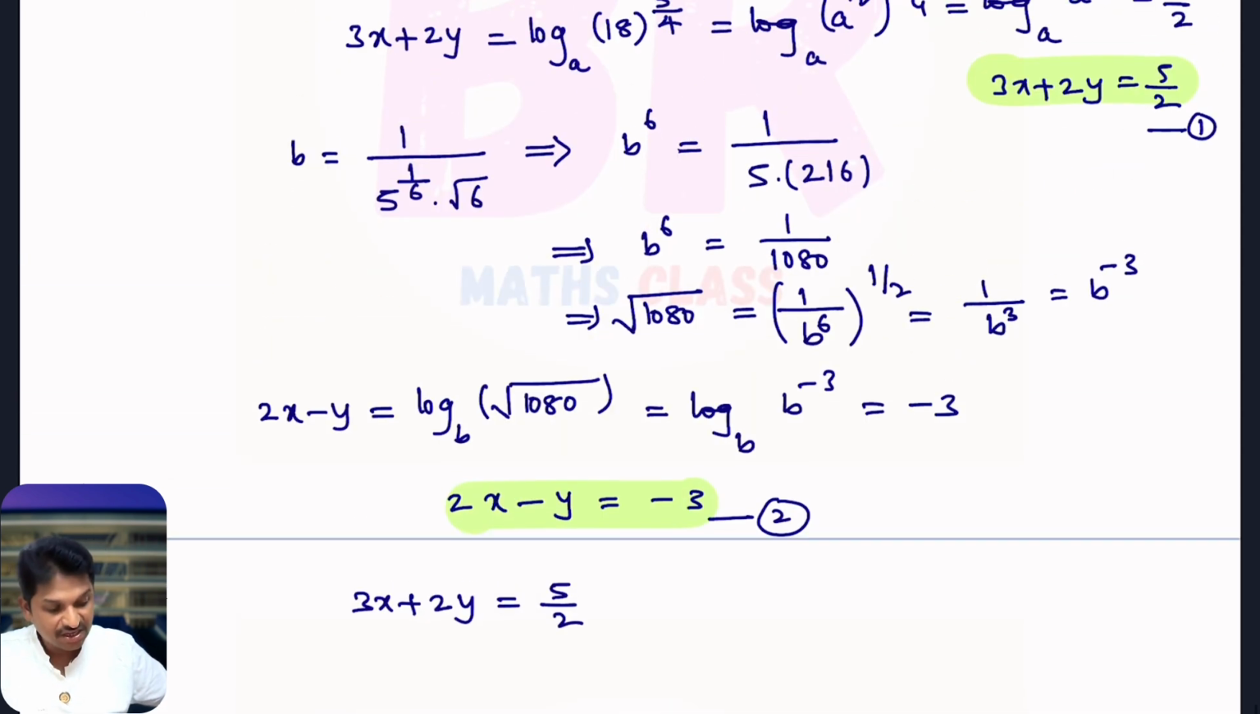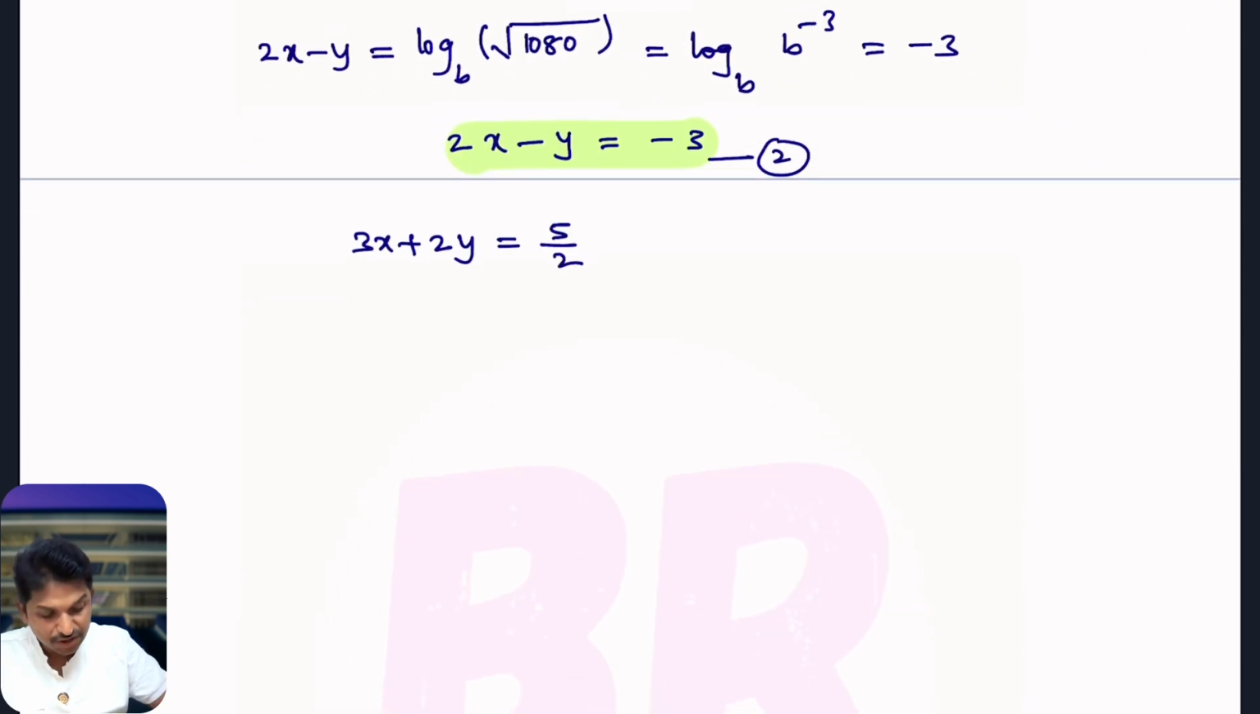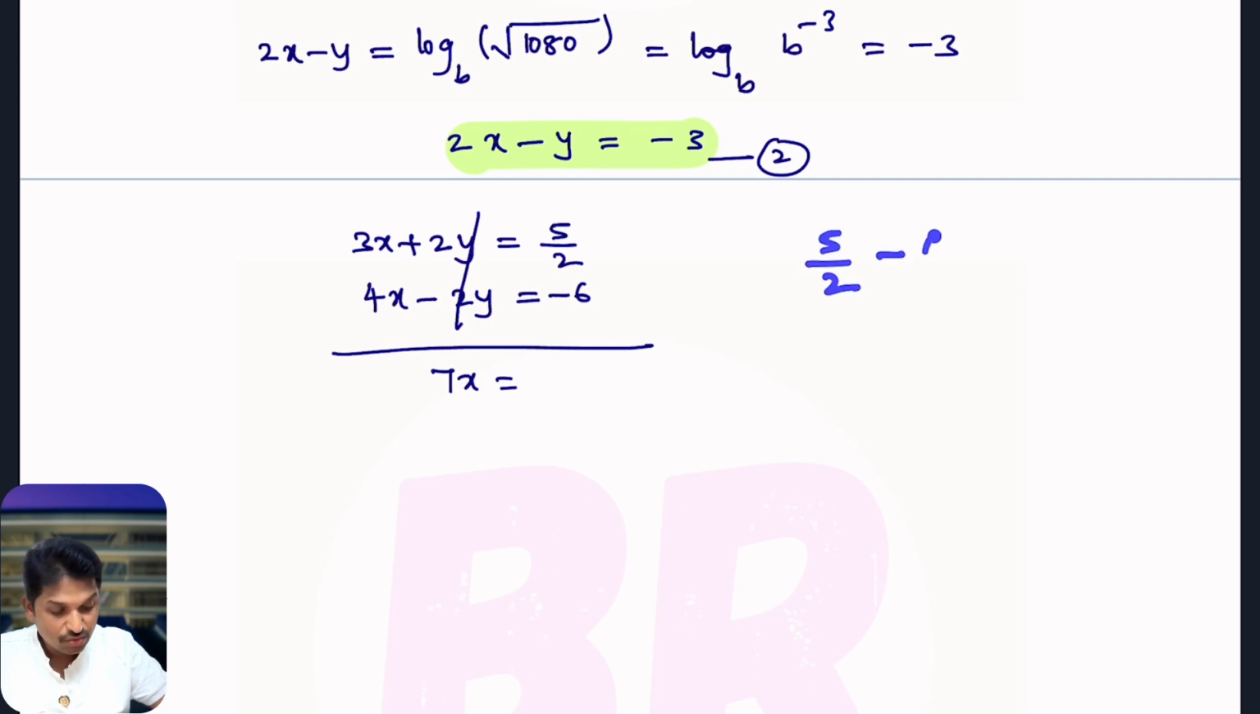First equation is 3x plus 2y equal to 5 by 2. The second equation you multiply with 2. 4x minus 2y equal to minus 6. You just add, these two will get cancelled. 7x equal to 5 by 2 minus 6. 5 minus 12 divided by 2. That equal to minus 7 by 2. Minus 7 by 2. X equal to minus 1 by 2.